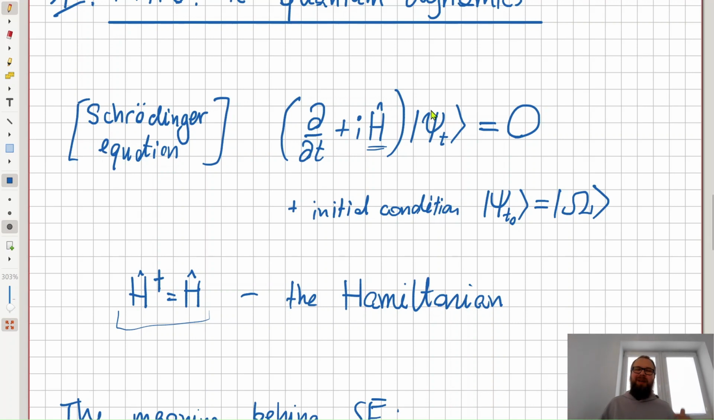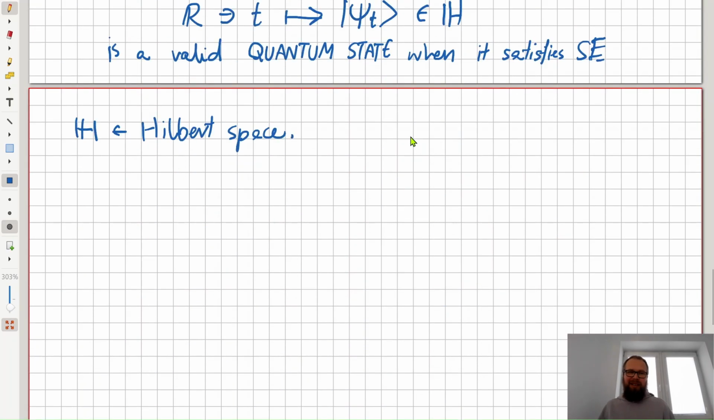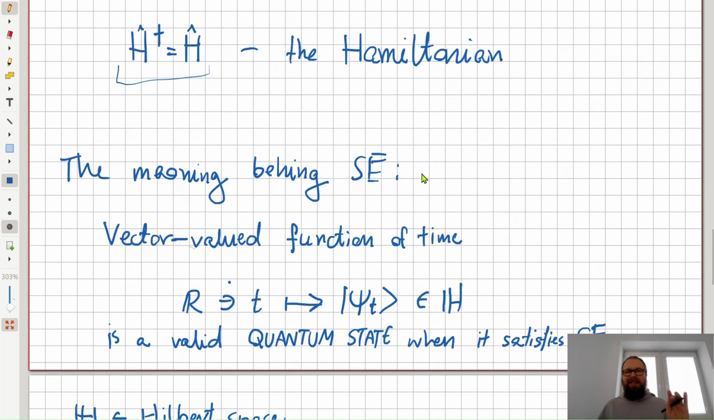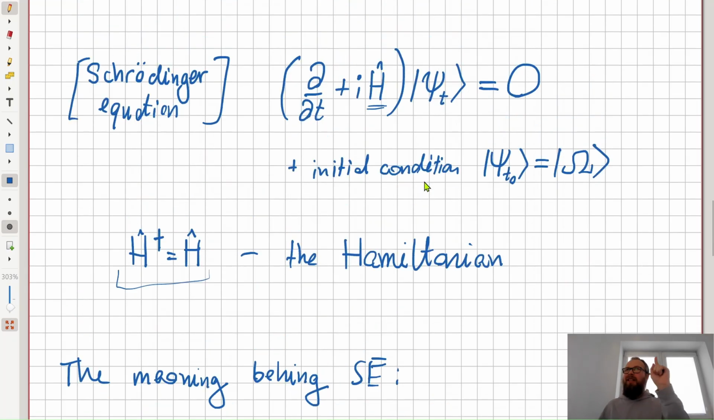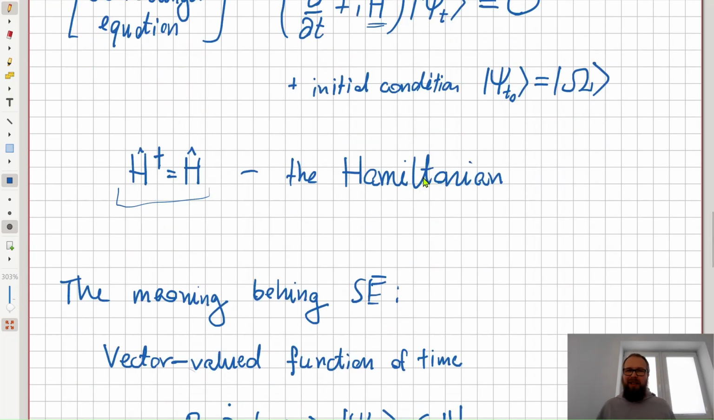So by saying that this is an operator, we know that those kets are vectors because they are acted upon by the operator. So we know that those psi of t live in some vector space. What is a vector space, you would ask? We'll get to that. So we at least know that there is a vector space.